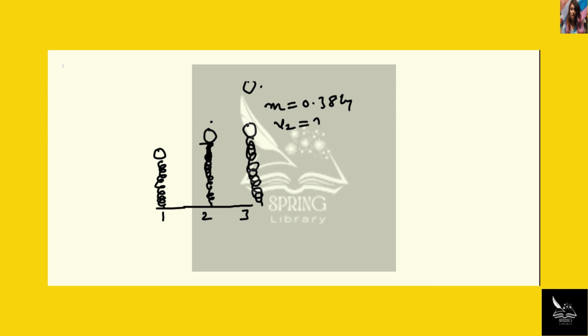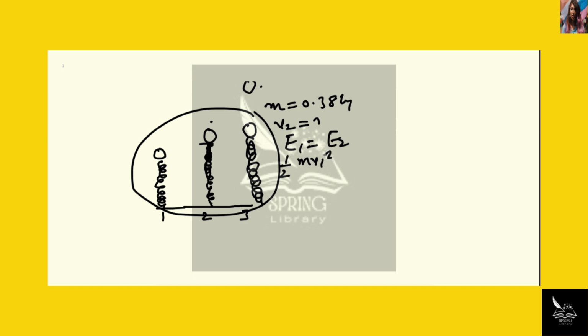To solve this problem, in this whole system, we have the conservative forces acting. So the energy is conserved. So we're going to equate the energies at level 1 and level 2. At level 1, the total energy of the object is half m v1 squared plus mgy1 plus half k x1 squared.